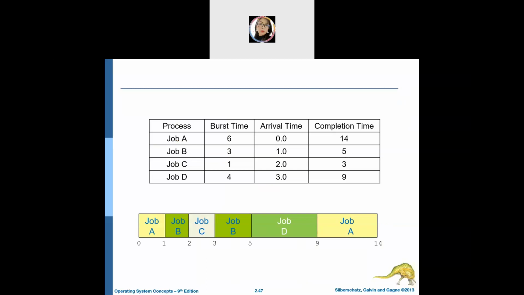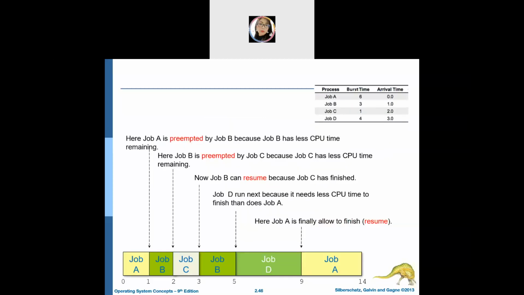This one, is it similar? Another example. Oh no, a similar example. Okay, about the completion time.